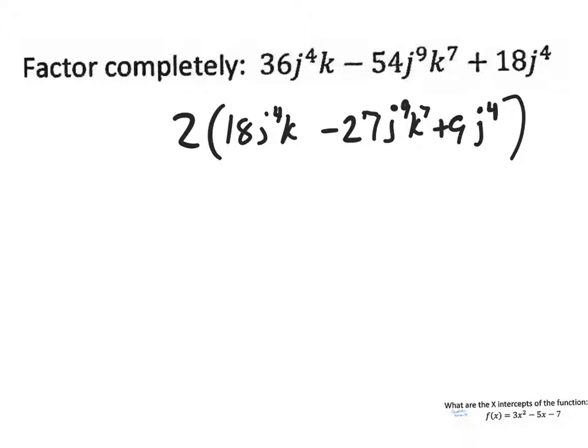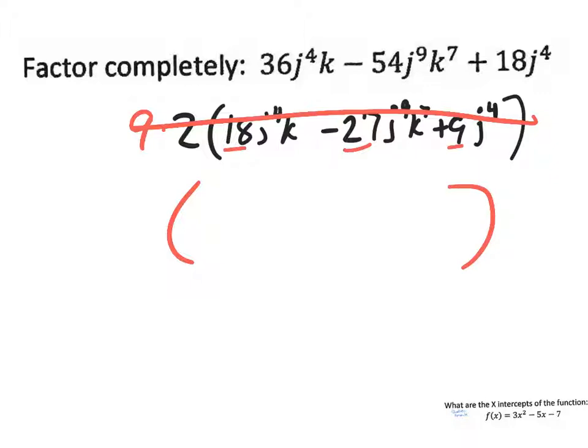But as you could see, on the inside, you still have 18, 27, and 9, so you could pull out a 9 as well, right? So, in other words, if you do pull out a 9, because 18, 27, and 9 all have a 9 in common, that means that your original GCF should have been 18, not 2, right? So let's go back and let's pull out the 18.